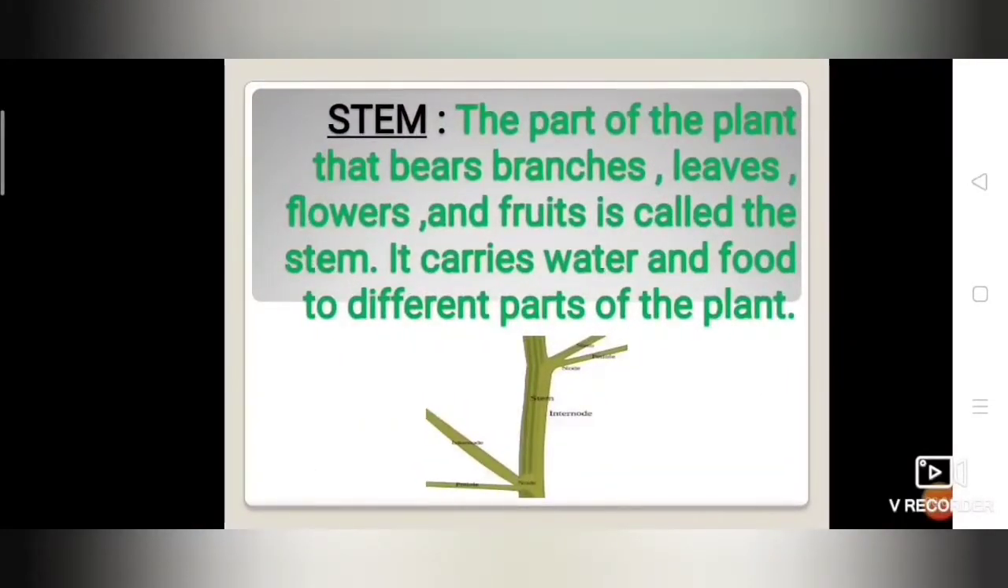I would now like to move on to the next part, that is the stem. The part of the plant that bears branches, leaves, flowers and fruits is called the stem. It carries water and food to different parts of the plant.